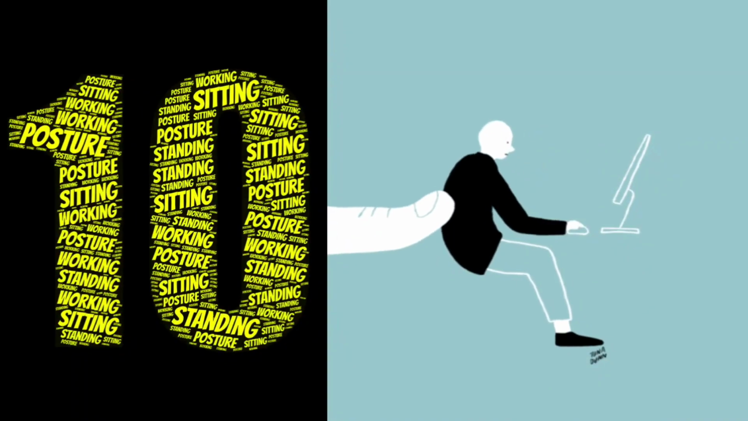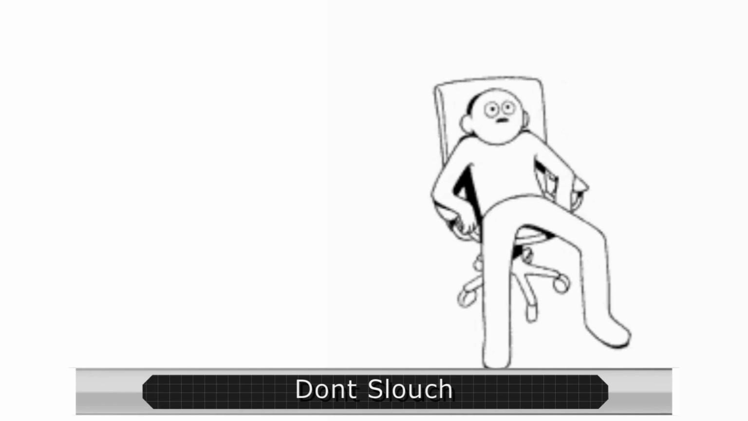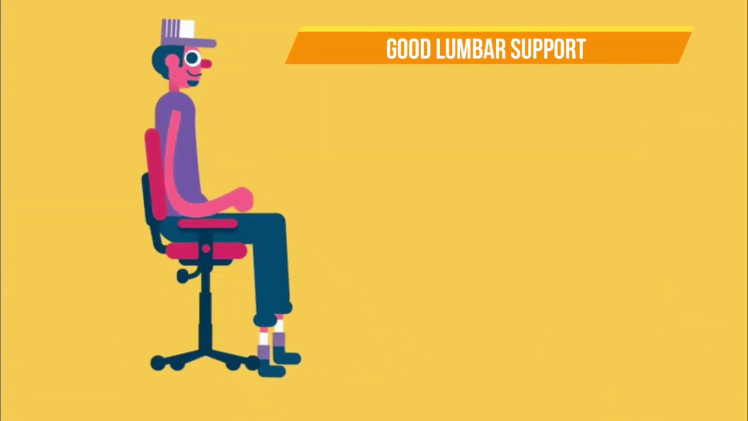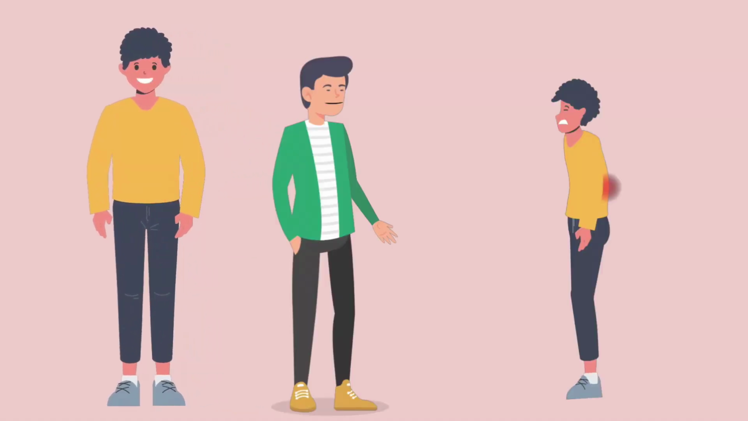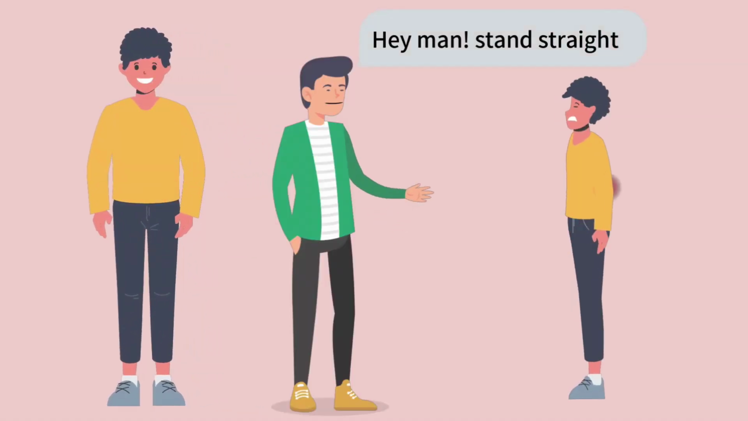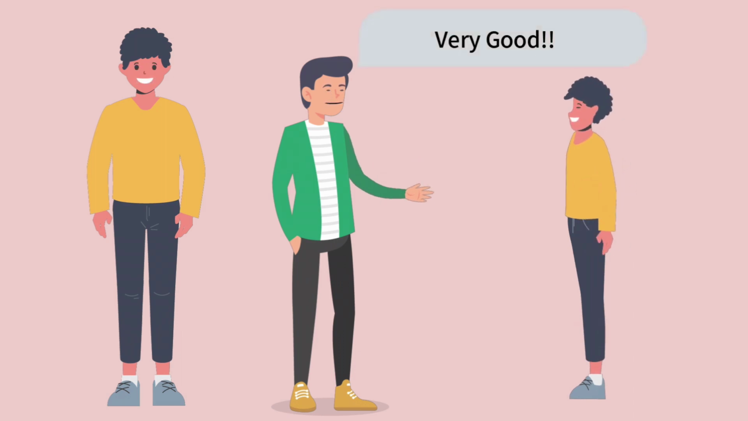Next is posture. Your back supports weight best when you don't slouch. This means sitting with good lumbar support for your lower back and shoulders. When standing, keep your weight evenly balanced on both feet. So if you keep a proper posture, you might be able to avoid back pain.